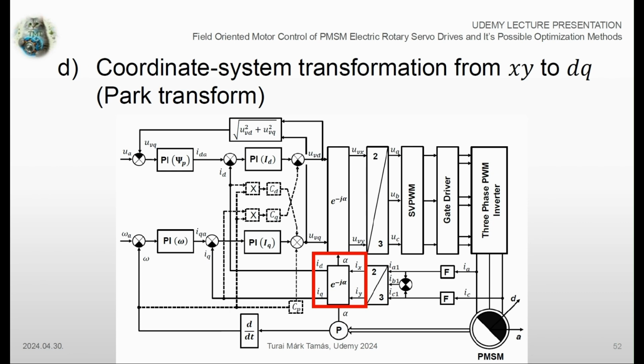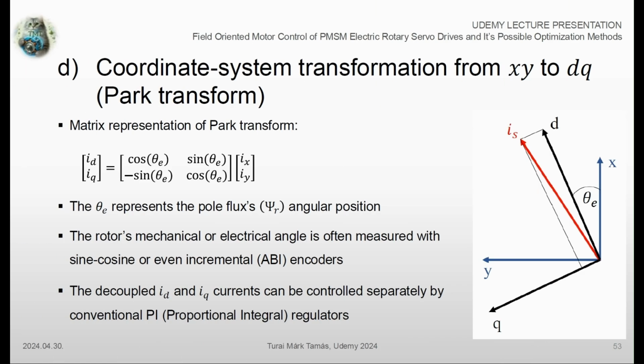The output of the Park transformation are the D and Q current components that are interpreted in the rotating reference frame, which means that they are DC-like quantities tied to the PMSM rotor. Let's discuss how the mathematical representation of the Park transformation actually looks like.